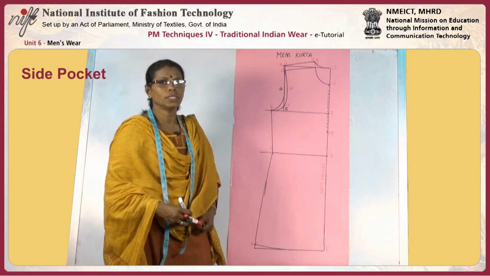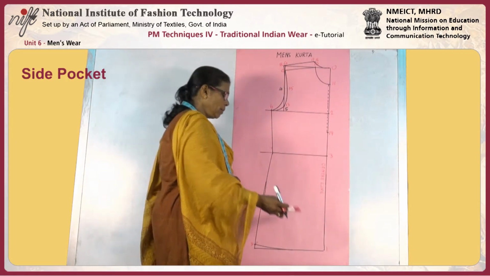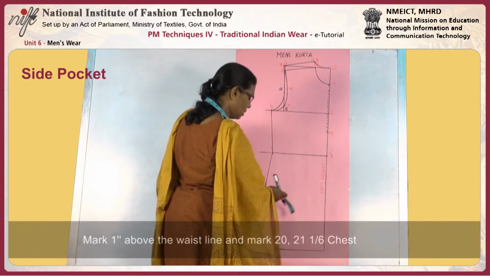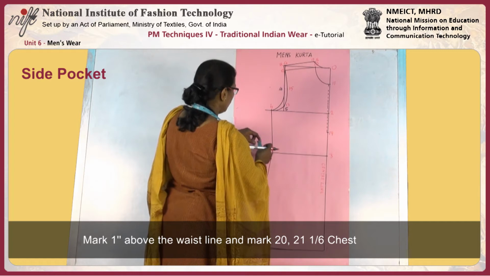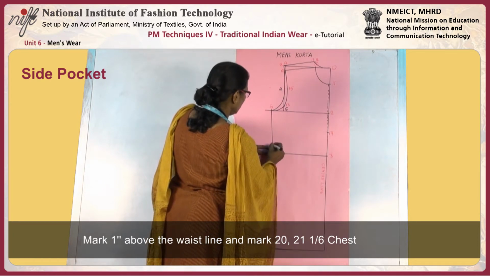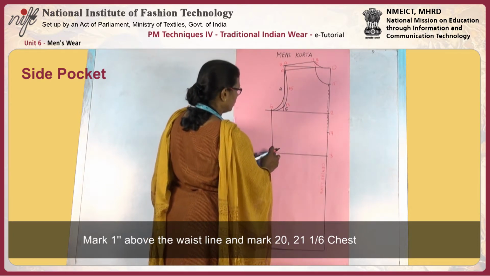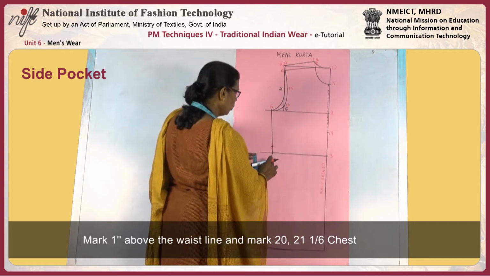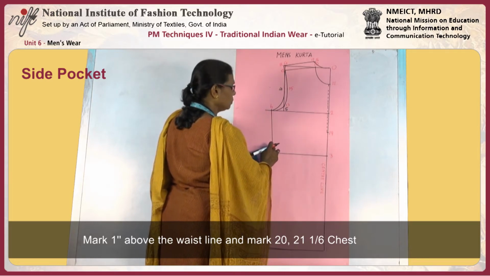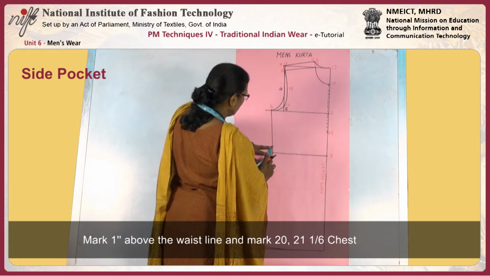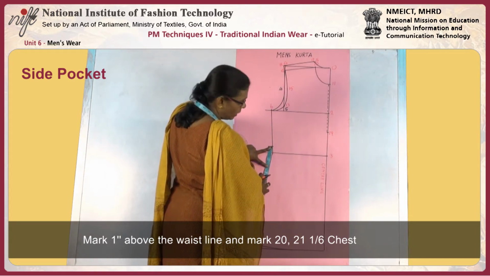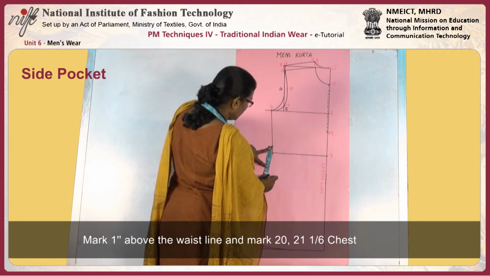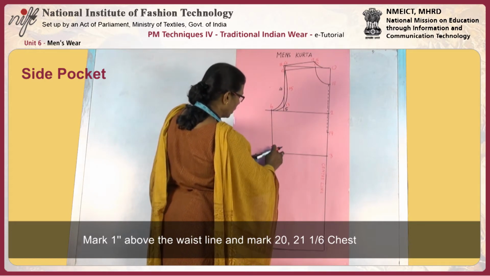Now we are going to design the pocket. It is a side pocket. Mark 1 inch above the waistline. This is for the pocket mouth. The pocket mouth starts 1 inch above the waistline, and the pocket mouth length should be chest by 6. So 6 inches we are marking for the pocket mouth.